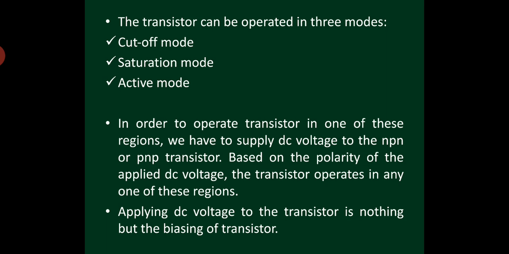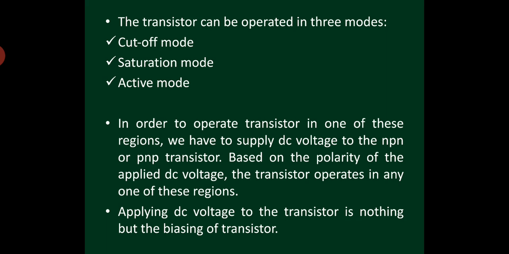There is a fourth mode called reverse active mode, and we don't use it much. So a transistor can be operated in three modes. These are all modes of operation: cutoff mode, saturation mode, and active mode of operation, right?